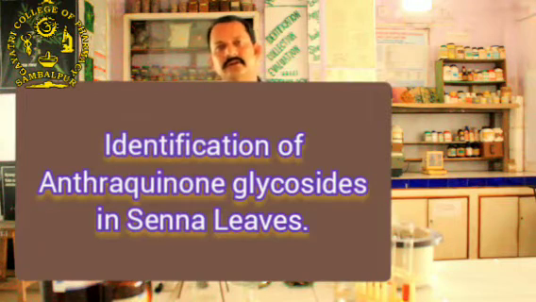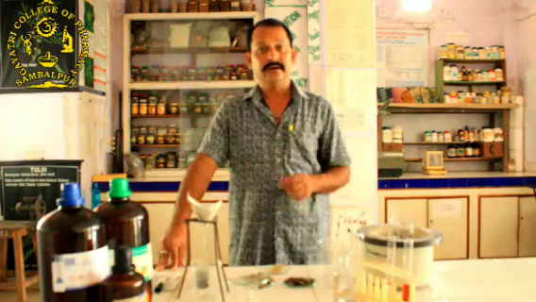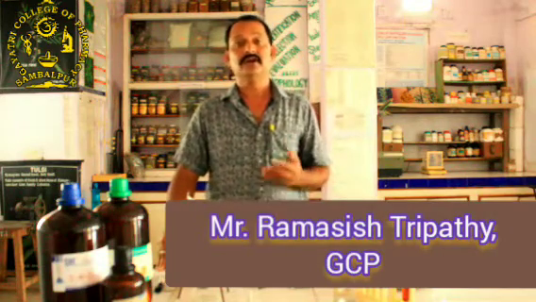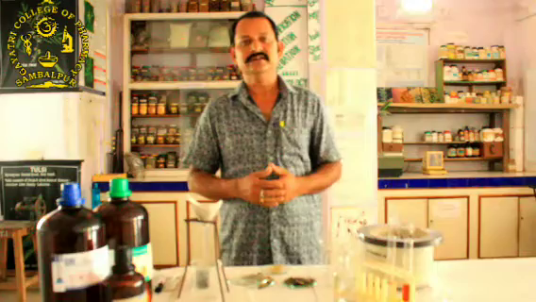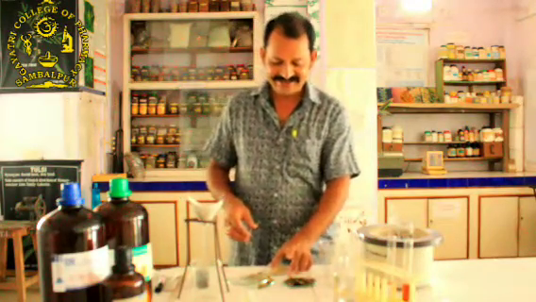Now we are going to start our next experiment to identify the active phytoconstituent from senna leaf. Senna, as you know, the Cassia angustifolia, belonging to family Leguminosae, most commonly known as Sonamukhi in Oriya, Swarnamukhi in Sanskrit, and Sanai ki patti in Hindi, and worldwide it is known as senna leaves. You can see it, Indian senna.